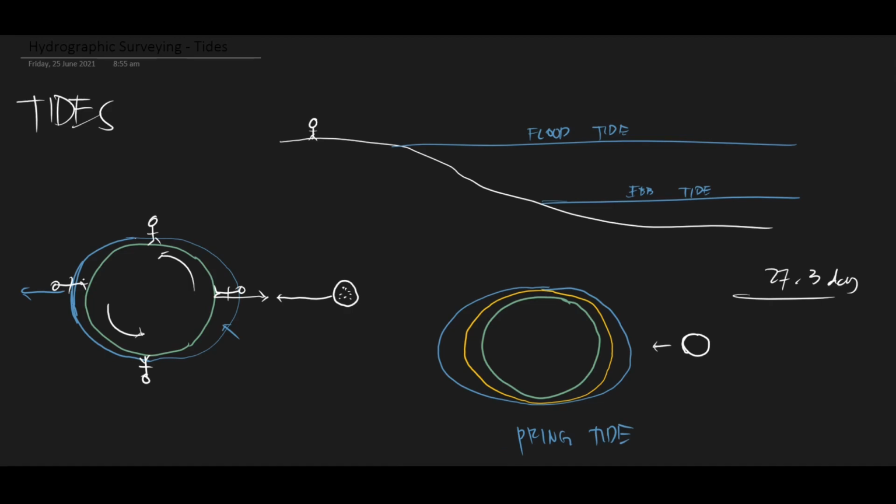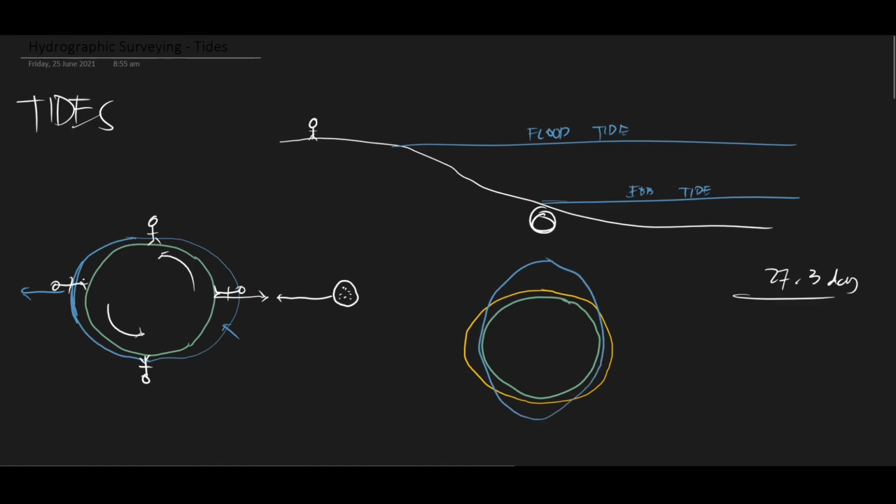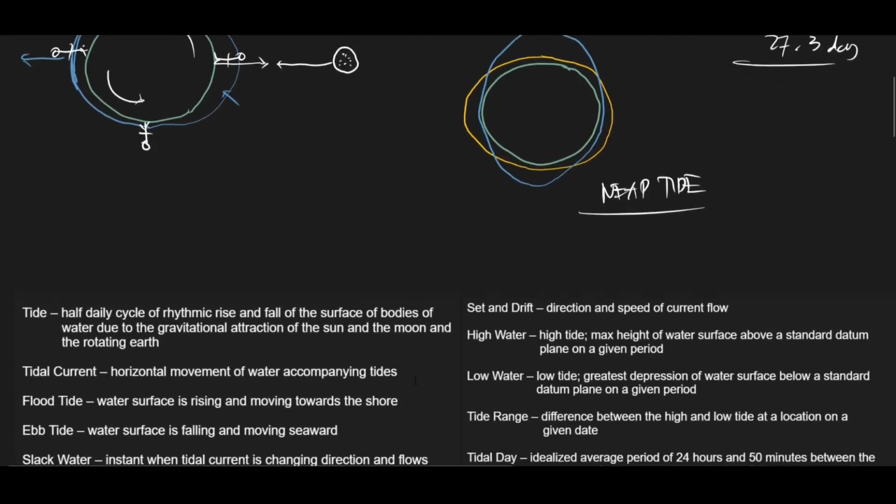And then, however, if the Moon is right here in this position, then the bulge will take place here also. Okay, so this is what we call a neap tide. Okay, this is a neap tide. Okay, so now we know the difference between a spring tide and a neap tide.